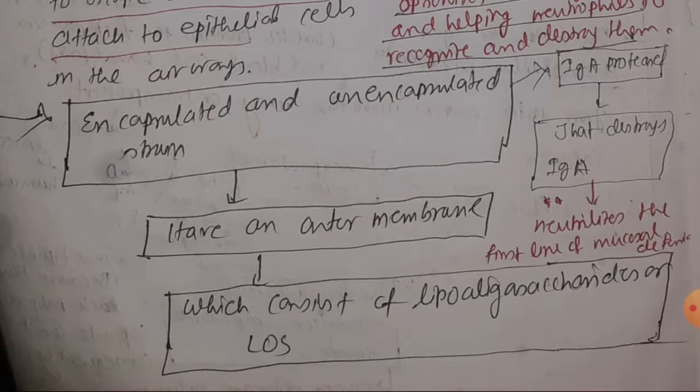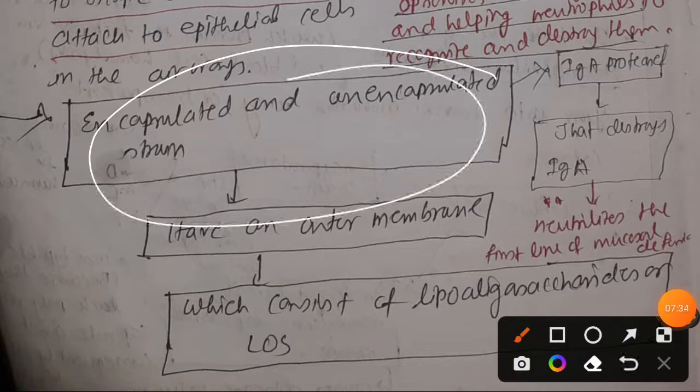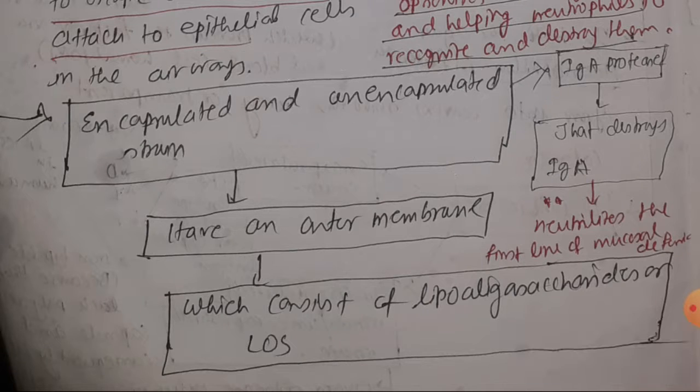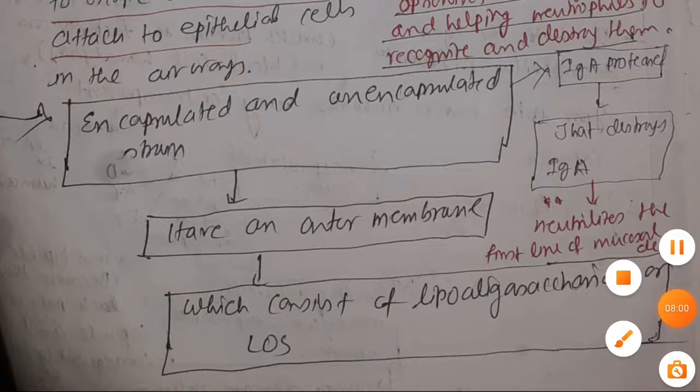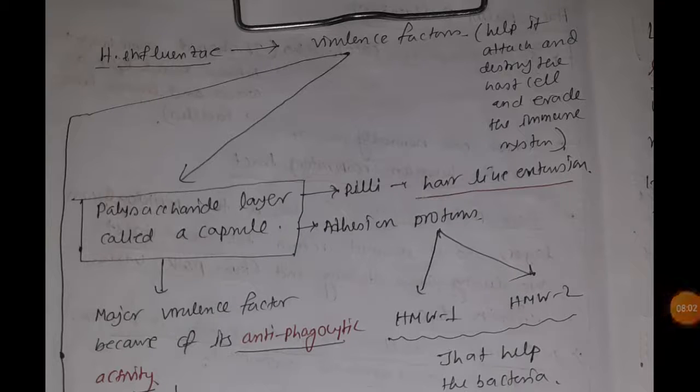So encapsulated or unencapsulated strains have two major virulence factors. One is the LOS, that is lipooligosaccharide. This lipooligosaccharide inhibits mucociliary clearance, and also the IgA protease. This IgA protease destroys the immunoglobulin A and neutralizes the first defense mechanism of the mucosa. So those are the two most important types of virulence factor.